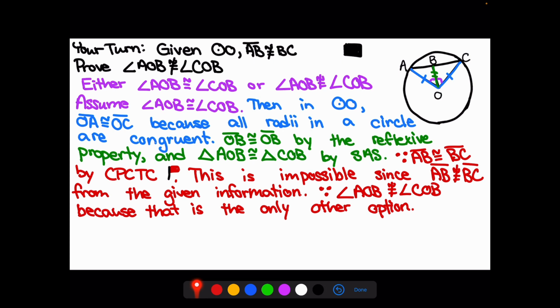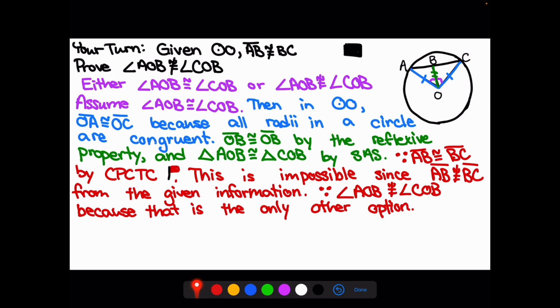So therefore, our assumption must be false. And that would mean that angle AOB is not congruent to angle COB because that is our only other option. Because again, it can't be somewhat congruent. It either is congruent or it's not congruent. And with that, this proof is also complete.